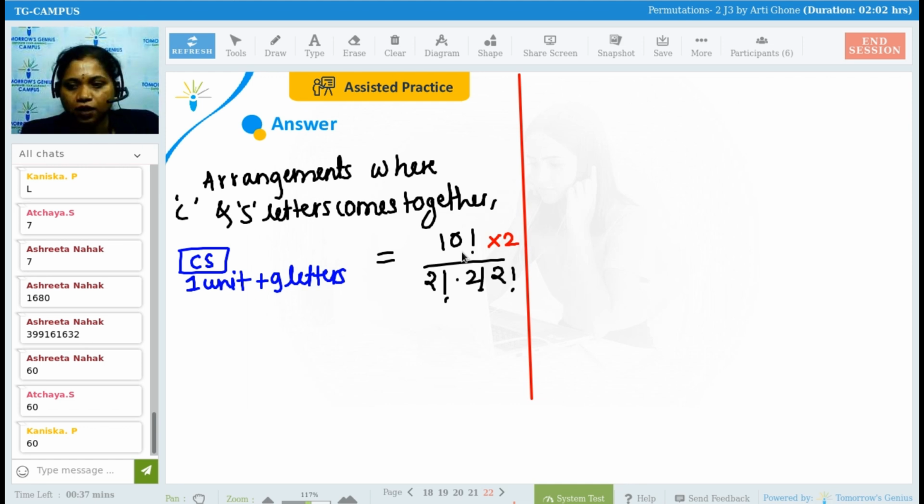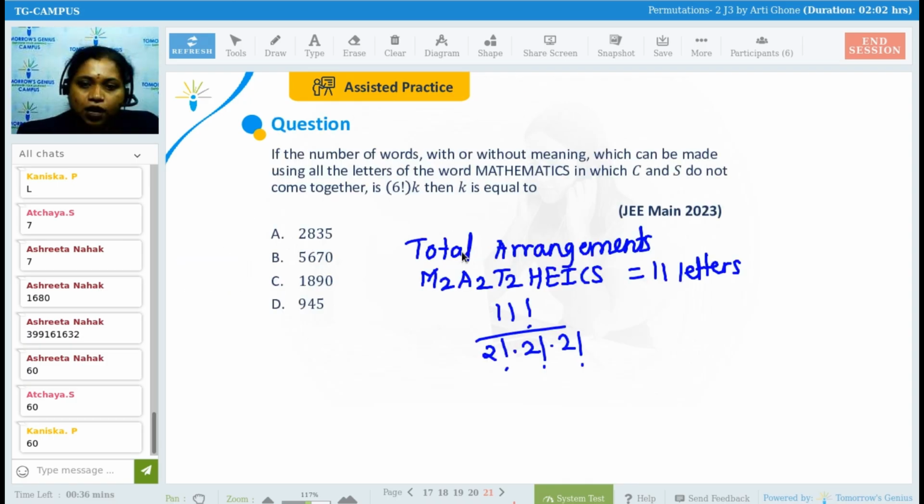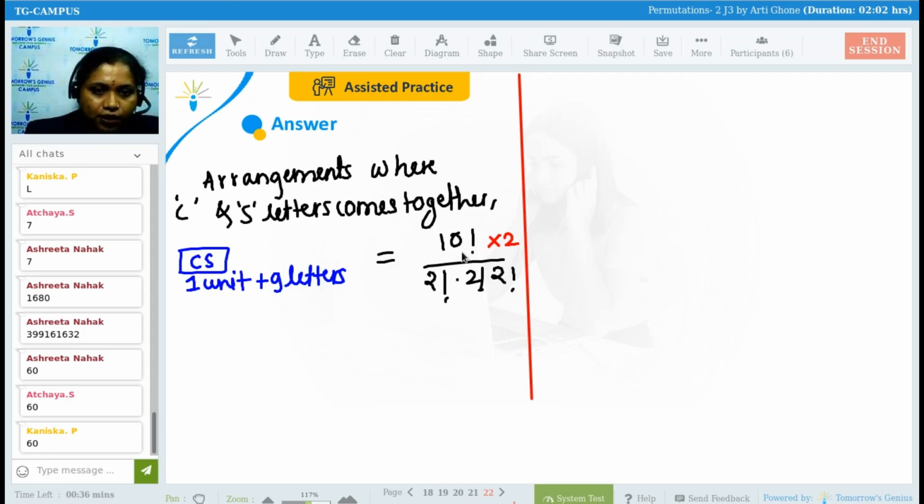Okay, pay attention. I think you will miss this too. That's why I'm just making it first. See, total arrangements is 11 letters, out of which 2 A's, 2 M's and 2 T's. So 2 factorial, 2 factorial, 2 factorial. Clear? Okay. Then arrangements where C and S come together.